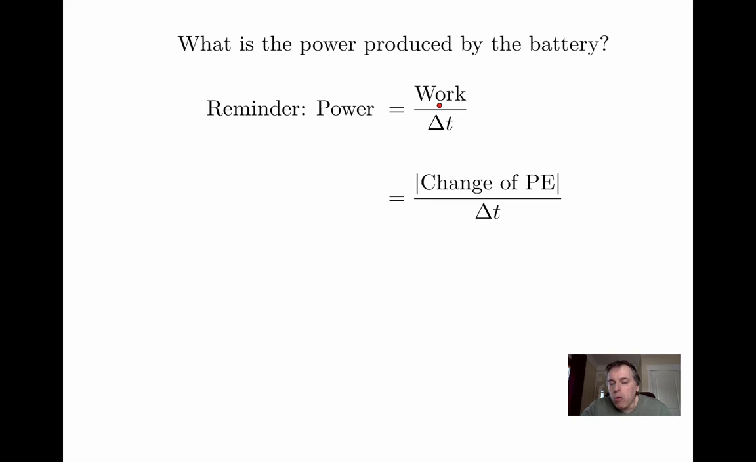Remember, in most cases, when forces are conservative, work is related to a change of potential energy. So in our case, we can replace work by the change of potential energy, but we want to work with positive power, so I'll take an absolute value. So the change of potential energy divided by delta T gives us the power, in absolute value. The units of power are joules per second, and joules per second is given a special name, it's called a watt.